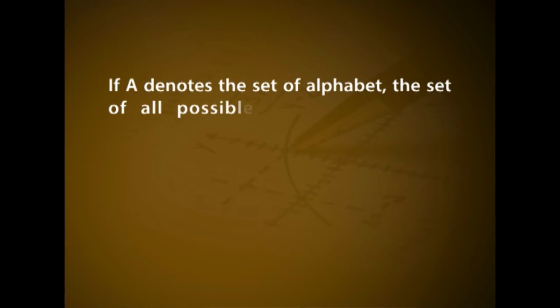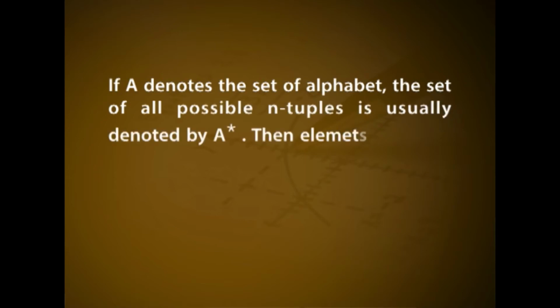Consider a set consisting of alphabets, punctuation marks, blank spaces and other special symbols. A language is a collection of ordered sets on this set. The words form a set of all possible n-tuples of elements from this set. If A denotes the set of alphabet, the set of all possible n-tuples is usually denoted by A star. Then elements of A star are called words or strings.